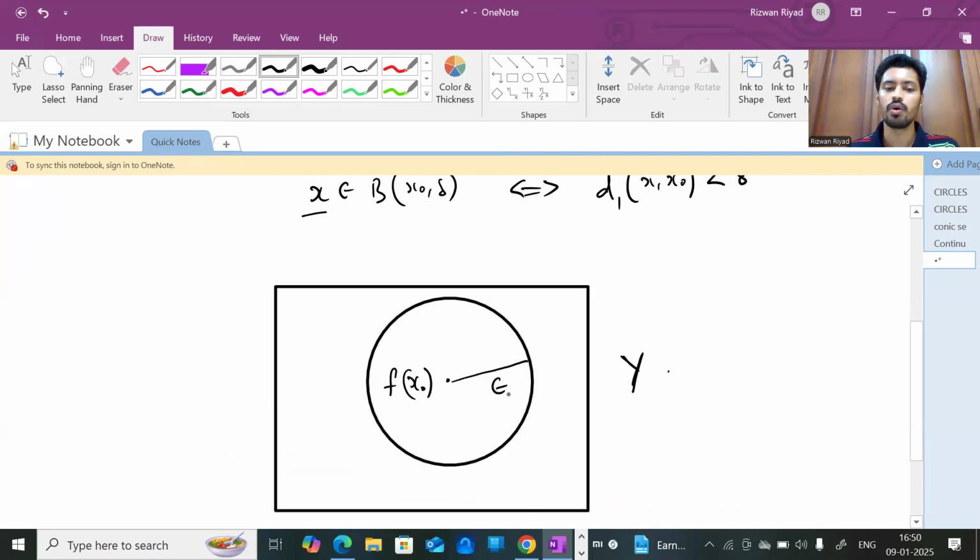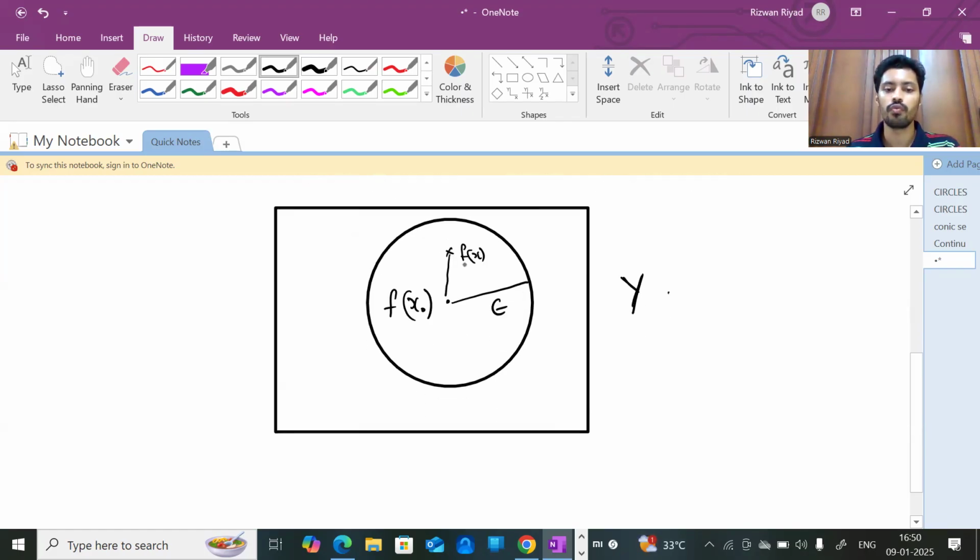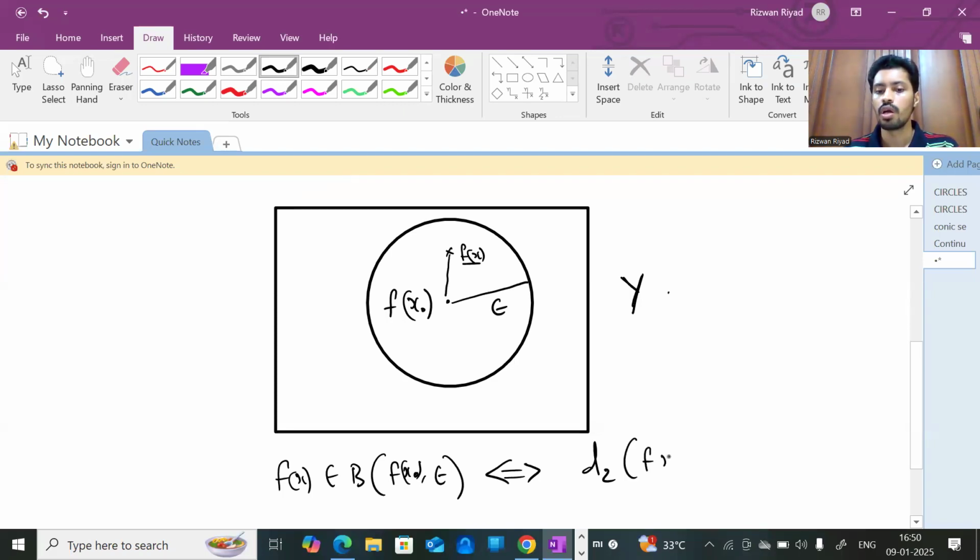And whose radius is epsilon. Now if I take any other point f of x inside this circle, it means the distance between this f of x and f of x naught is less than epsilon. So if I say that f of x belongs to this ball whose center is f of x naught and radius is epsilon, that is equivalent to saying that the distance d2 in Y, the metric being d2, between f of x naught and f of x is less than epsilon. Both are the same, as you can see in the second part here.